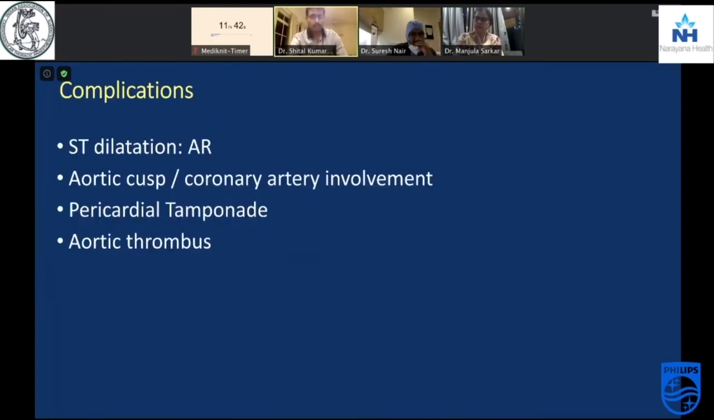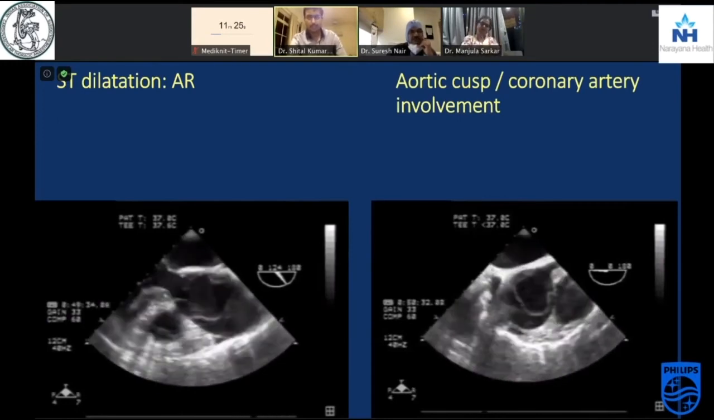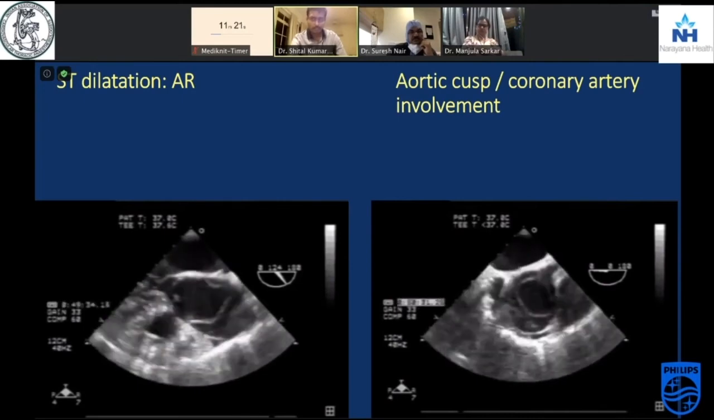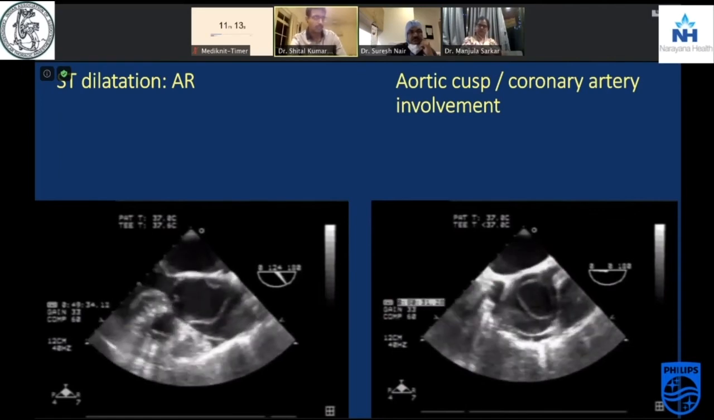Okay, coming on to the next part of the aortic pathologies, the complications here: STJ dilatation resulting in aortic regurgitation, aortic cusps or coronary artery involvement, pericardial tamponade, and very rarely, sometimes you may find a thrombus. So STJ dilatation has been dealt with quite well in the previous talk on aortic regurgitation. Aortic cusps, some images were seen, and there can be coronary artery involvement, as we see in the video on the right side of the screen in this slide.